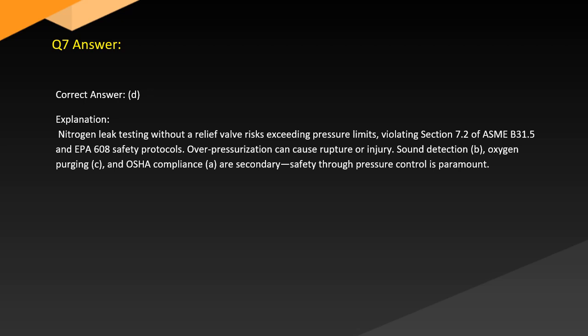Answer. Correct answer: D. Explanation: Nitrogen leak testing without a relief valve risks exceeding pressure limits, violating Section 7.2 of USB.5 and EPA 608 safety protocols. Overpressurization can cause rupture or injury. Sound detection B, oxygen purging C, and OSHA compliance A are secondary. Safety through pressure control is paramount.